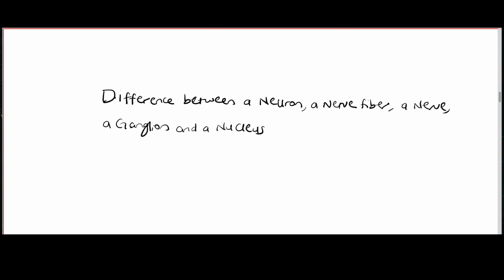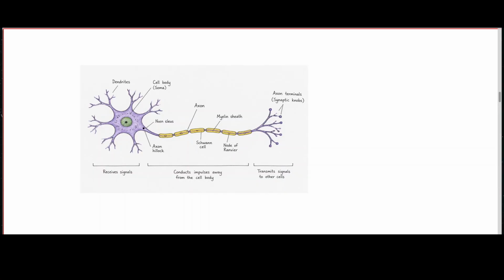All right, so the next thing that we want to see is the difference between a neuron, a nerve fiber, and a nerve. And then we're also going to see the difference between a ganglion and a nucleus. Now, a neuron is also called a nerve cell, and is the basic functional unit of the nervous system. So it consists of a cell body, dendrites and axons. So let's see a diagram of a neuron.